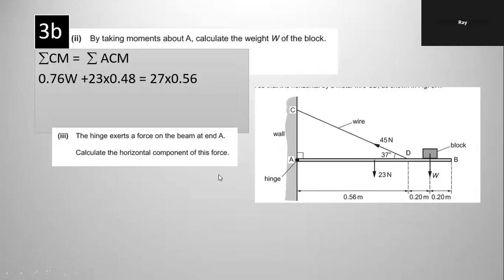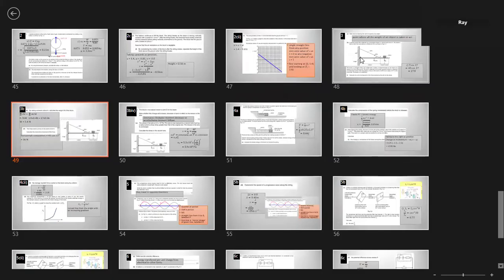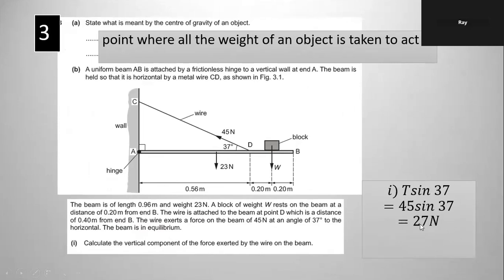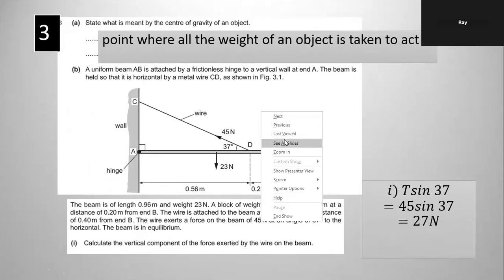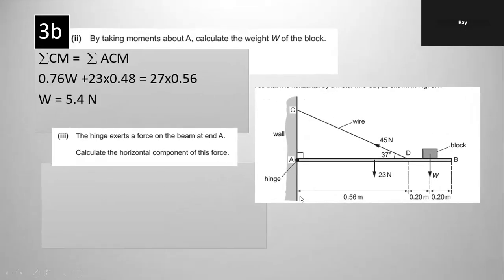Careful, cannot be careless. Then this one we have already calculated, 45 times that perpendicular distance there. 27 is obtained from here. There's 27. Yeah, I got it. And then 0.56 is that distance there. Taking the vertical component.